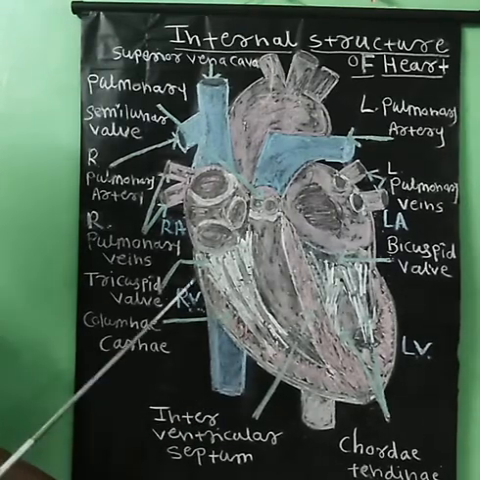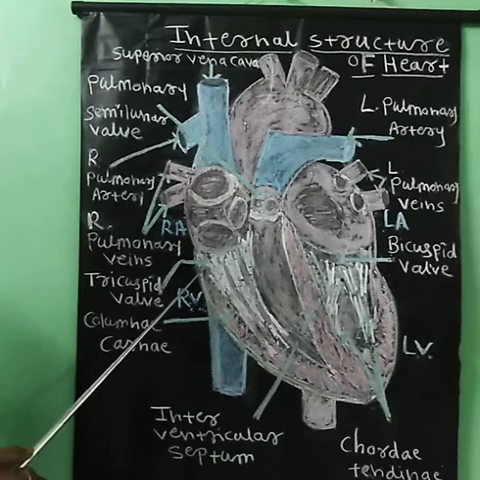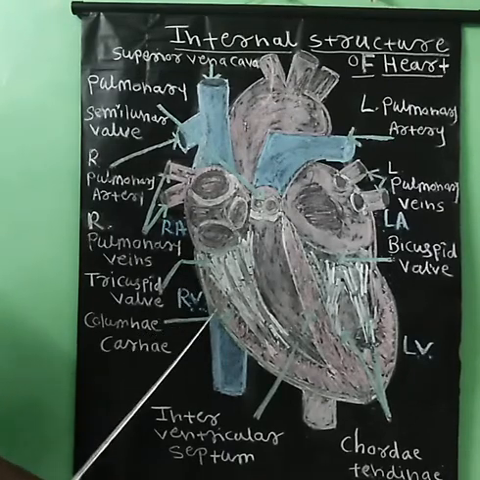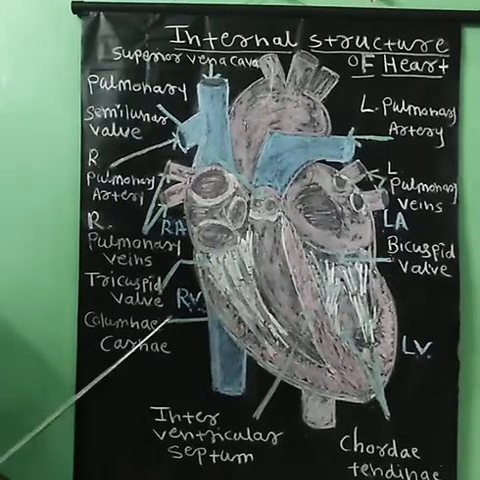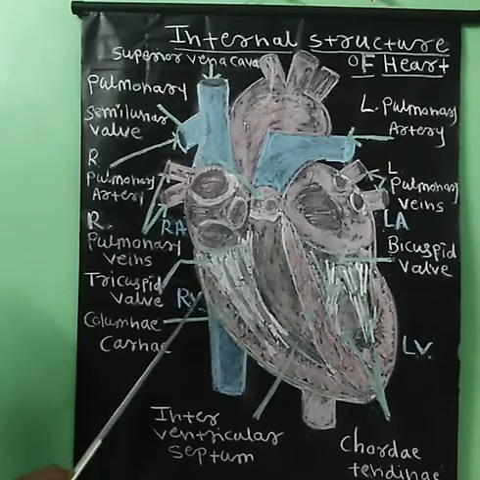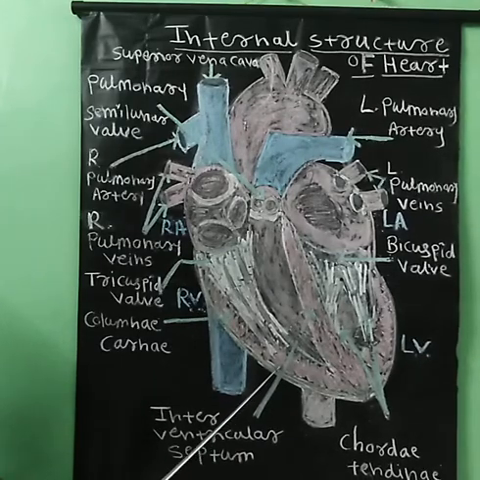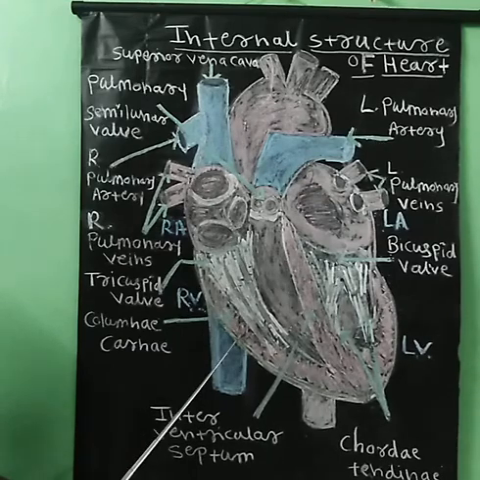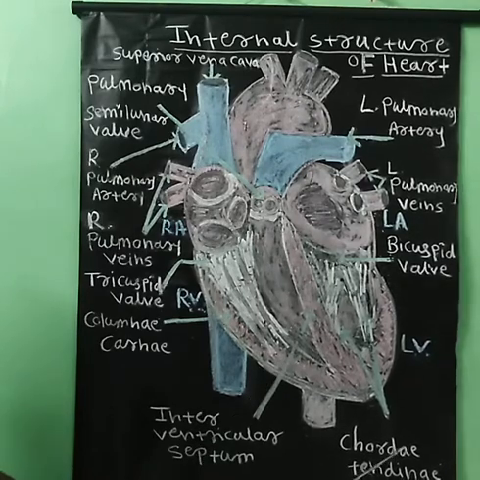Okay. Next, wall of ventricle shows number of ridges. That ridges are known as columnae carneae or trabeculae carneae. Toward internal surface of ventricle, this columnae carneae shows so many fissures. That fissures are known as chordae tendineae.